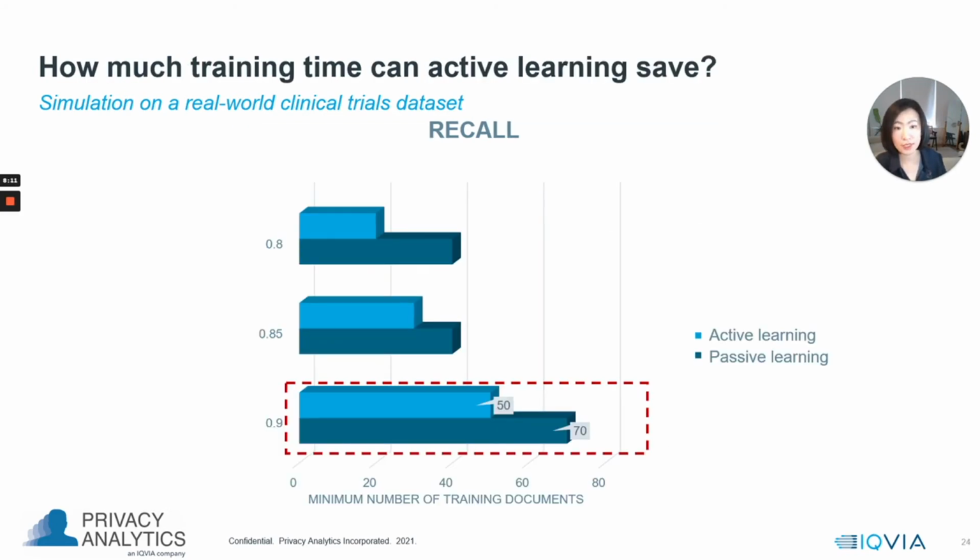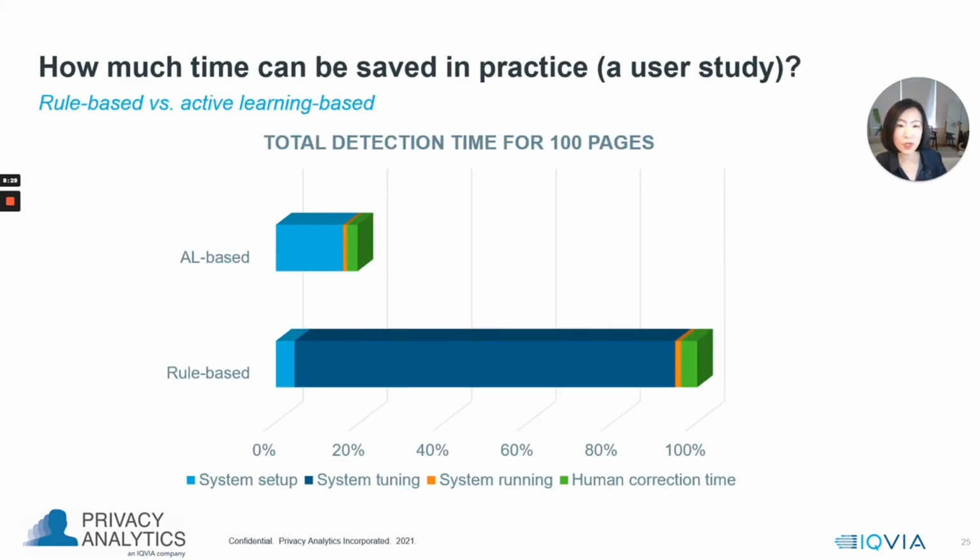So if we want to translate that type of findings to savings in training data, we can see that it's possible to save 30% of the training documents if, let's say, 0.9 is our targeted detection rate. We further conducted a user study to compare the active learning system with a legacy rule-based system, and the difference there is even more notable. With the help of active learning, we were able to cut down the total detection time of 100 pages by almost 80%.